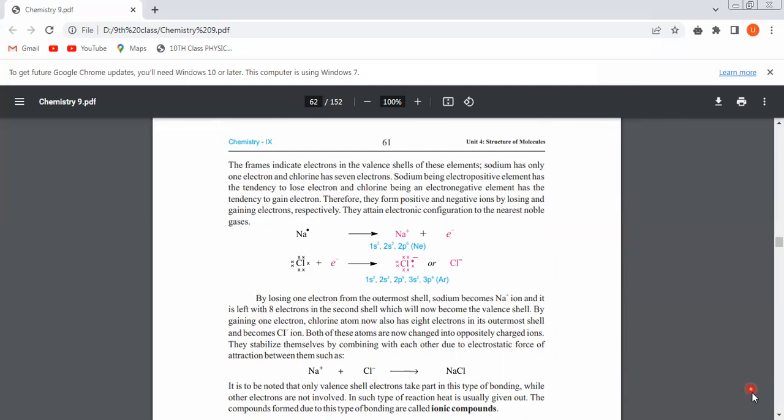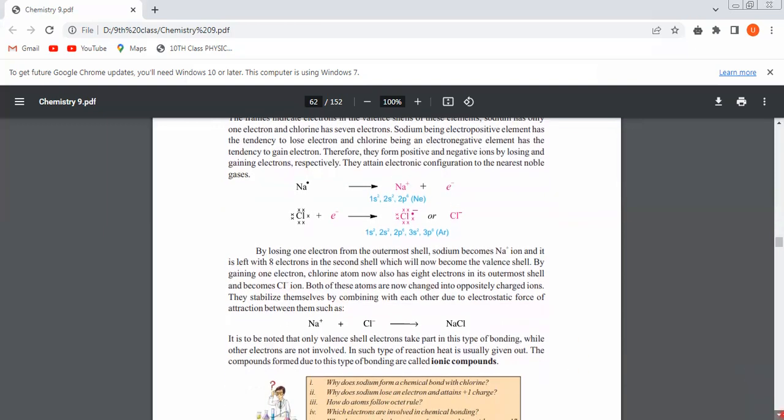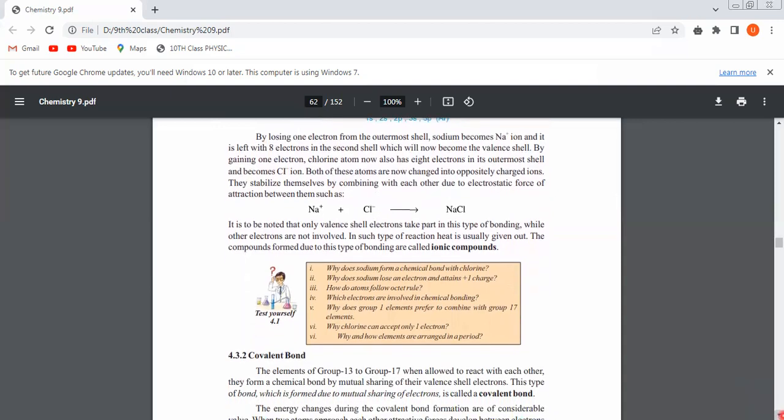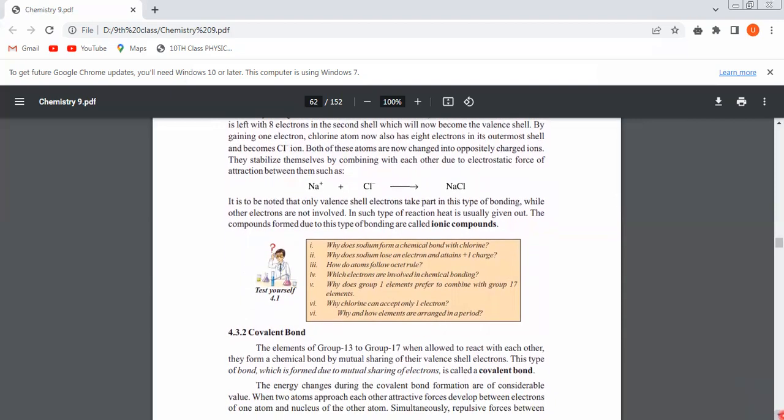It is to be noted that only valence shell electrons take part in this type of bonding, while other electrons are not involved in such a type of reaction. Heat is usually given out. The compounds formed due to this type of bonding are called ionic compounds, and the bond is called an ionic bond.